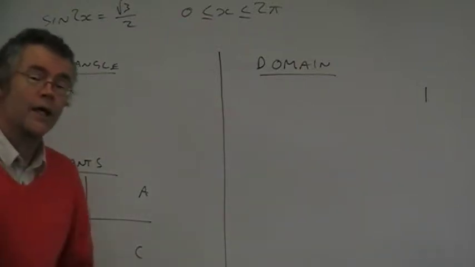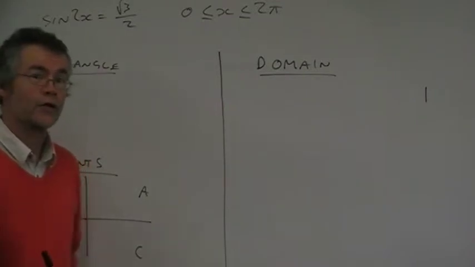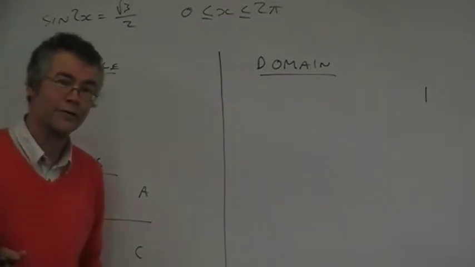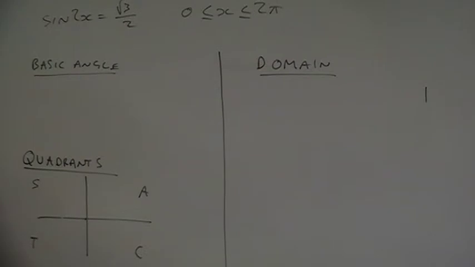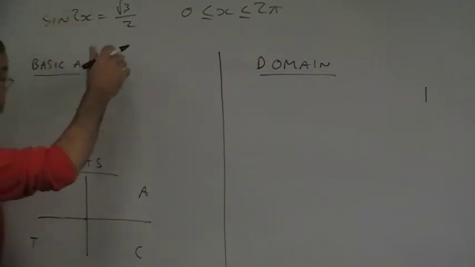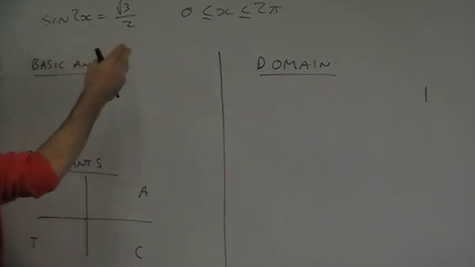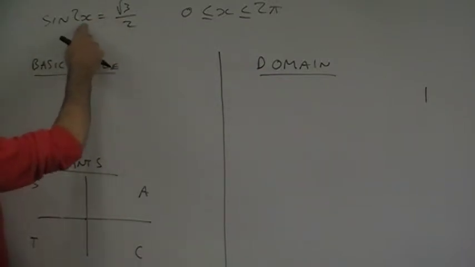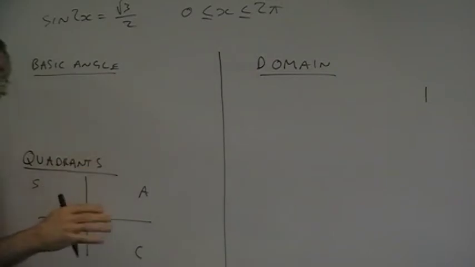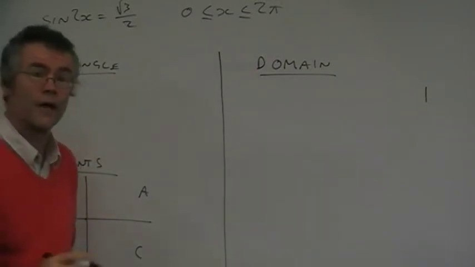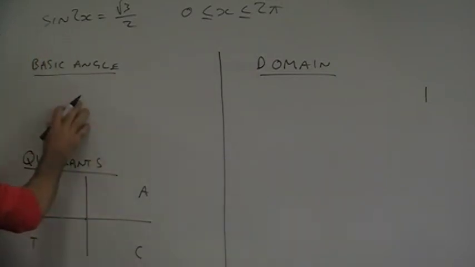Hello again. Here's the second of my trig equations solved, slightly trickier than the one before. The difference here this time is that I've got 2x in here, whereas the simpler one just has a single x. So this one has 2x in here, which will change the domain in particular, and we'll come to that in a minute. First thing, again, we start with the basic angle.